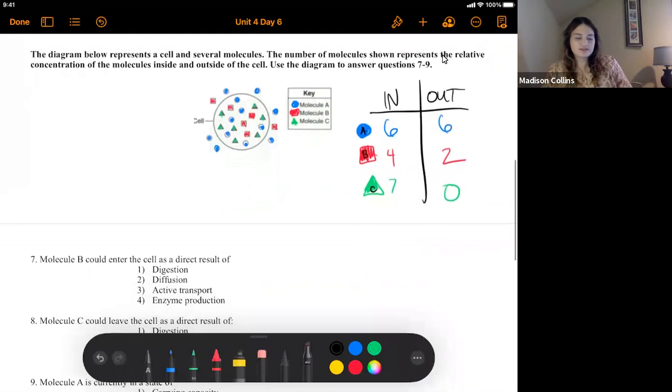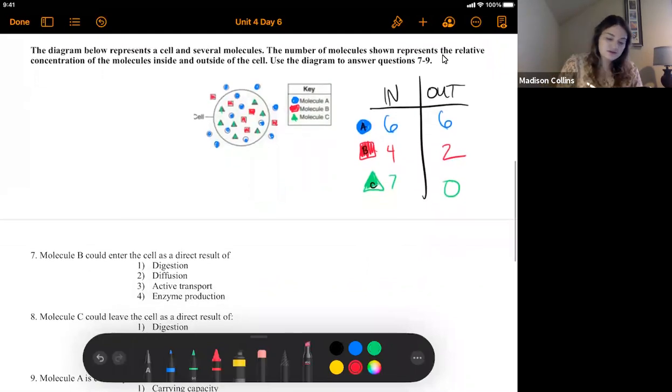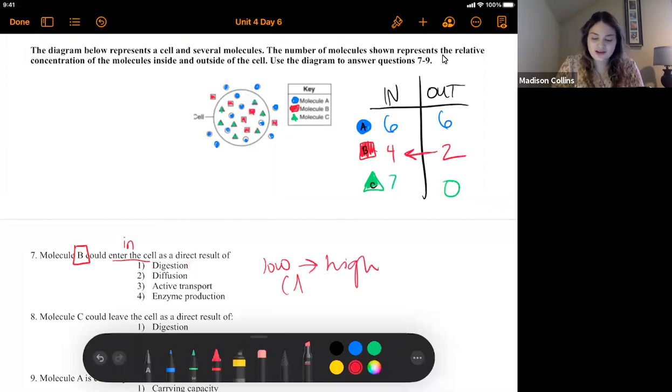So question 7 says molecule B, which is our square, could enter the cell as a direct result of what process? Is it digestion, diffusion, active transport, or enzyme production? Okay, so the question is asking us, how can it enter the cell? So how can it go inside of the cell? Well, if we look at our chart, in order for those molecules to go inside the cell, we would be going from low concentration to high concentration. So we're actually going against the concentration gradient.